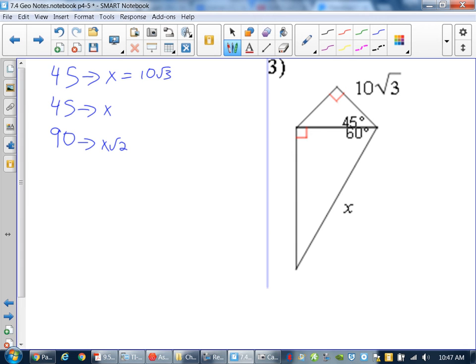Which means that, again, I need to get to this part here, which is opposite the 90. So all I have to do is take 10 root 3 times root 2. And I do that in my calculator, because that's the value of x. So in your calculator, if you type in 10 root 3 times root 2, you get 10 root 6. Good.